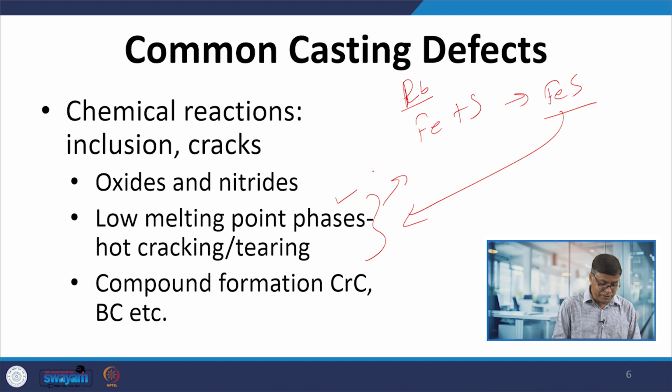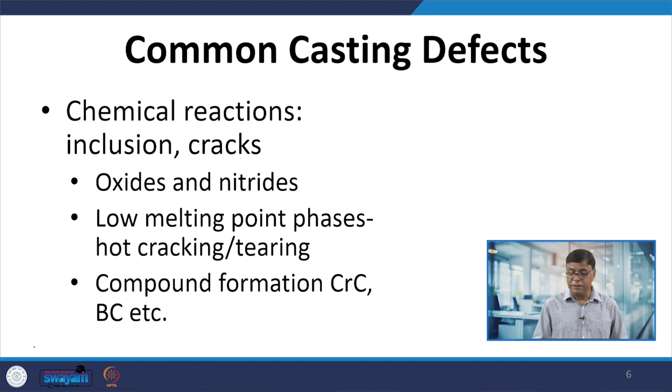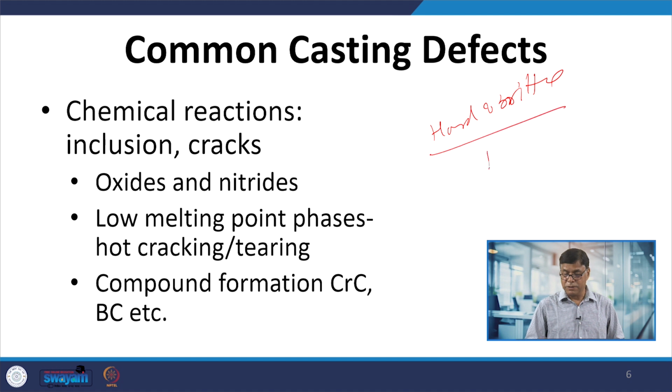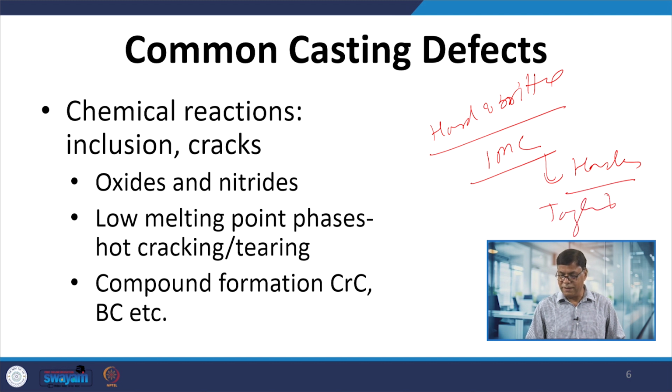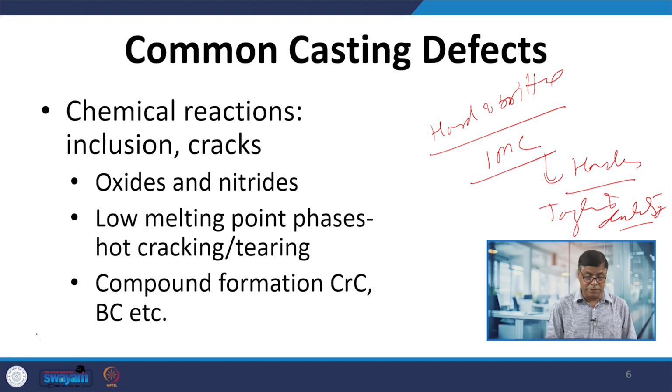Sometimes the properties of the castings are degraded heavily due to the formation of hard and brittle intermetallic compounds. Okay. So, these are called IMCs. If hard and brittle IMCs are formed in the castings, then that will increase the hardness, but at the cost of toughness and ductility. So, those may be unacceptable for engineering applications. If that is happening, then this will lead to reduced performance of the casting.